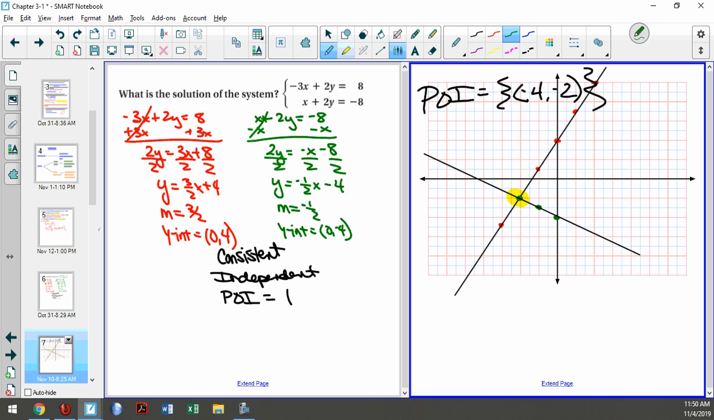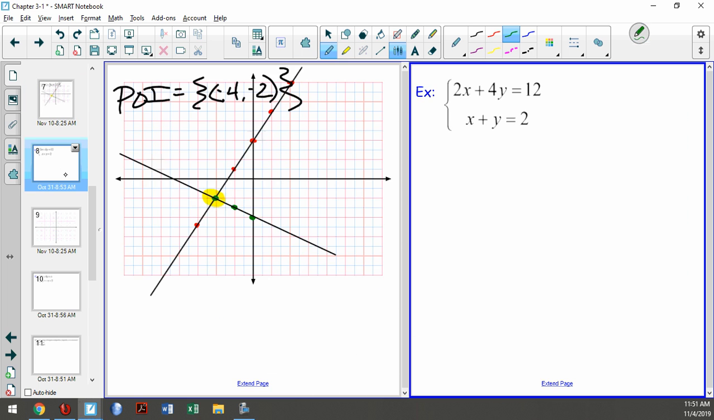Consistent means they cross. Do they cross? How many times do they cross? One. So if you want to graph it first and then come back and tell me this, then do that. Independent means one, and independent just means that they're a consistent system because they're intersecting. If the slopes are the same and the y-intercept is the same, then that means they're dependent and they have infinitely many points of intersection. That's that bottom right-hand side I told you was super important. Okay, let's go to the next one.